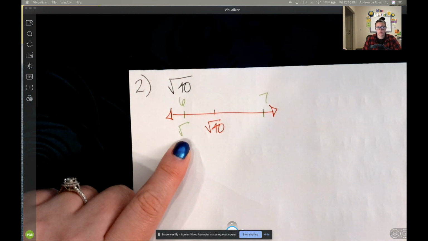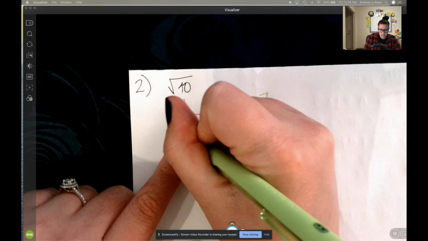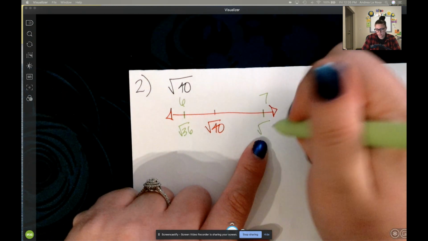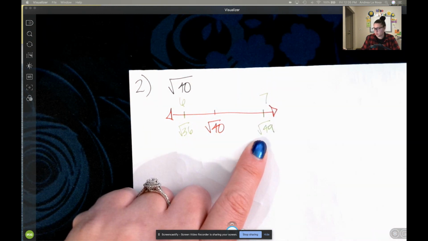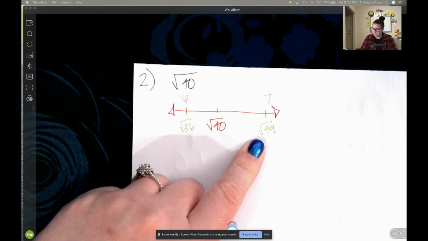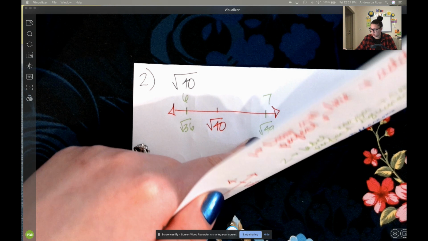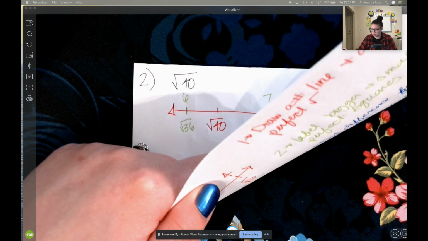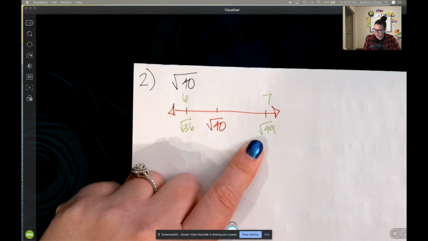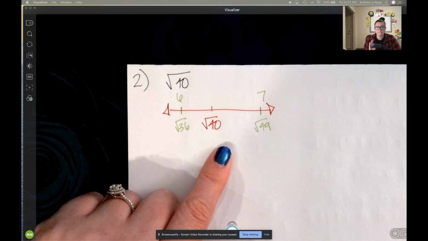6 is the square root of what number? 36. 7 is the square root of 49. Sorry, I don't remember my colors that I used in order. I'm going to keep it the same. Red's gone, green's gone. Purple, blue, pink, yellow. Okay. What's step 3?